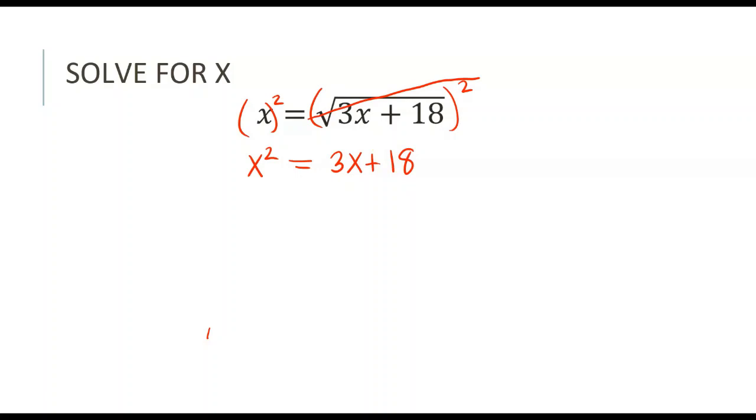Now, I need one side to be equal to 0. Anytime you see x squared, that's your hint that we're probably going to have to end up factoring here. So let's move some stuff over. I don't want to move over the x squared because then it's going to make it a negative x squared. So I'm going to move all this fun stuff to the other side. Subtract 3x and subtract 18.